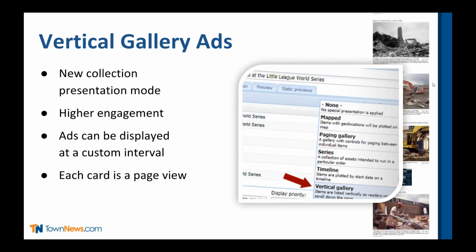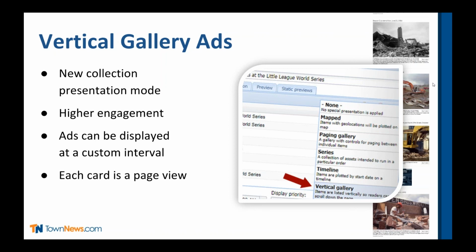Okay. The next one is a vertical gallery article position, or a view. What's the word I'm looking for? Presentation mode we have for articles. We've seen higher engagement with these. These are more mobile friendly. So instead of using a paging gallery, this new presentation mode will follow users on scroll all the way down. It's more, of course, mobile friendly.